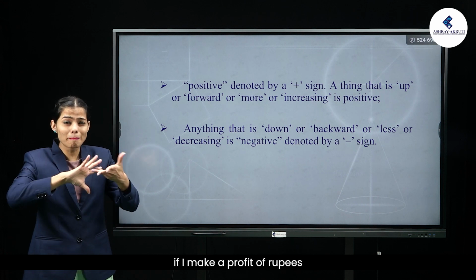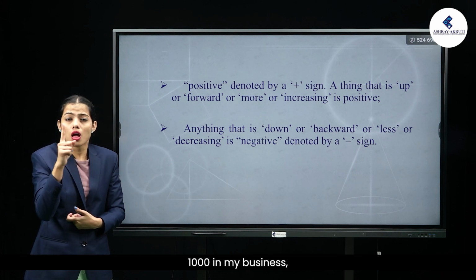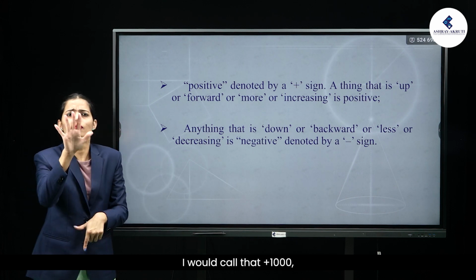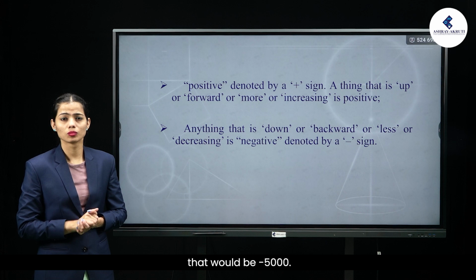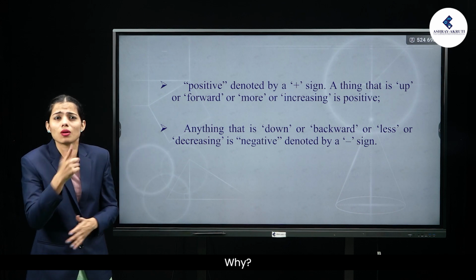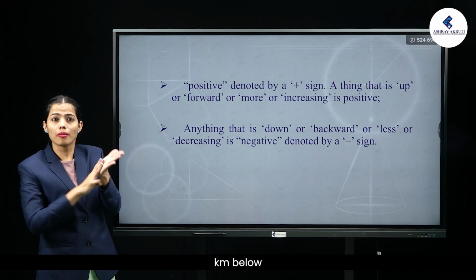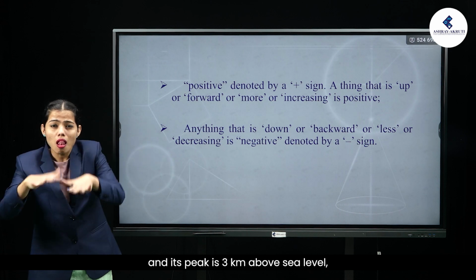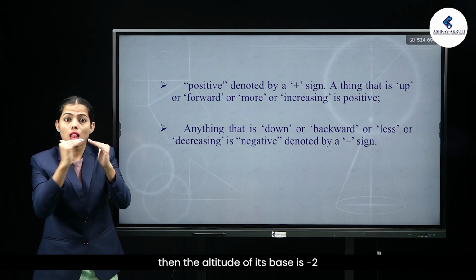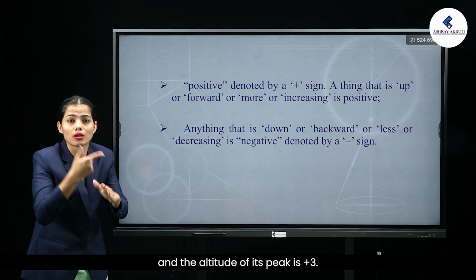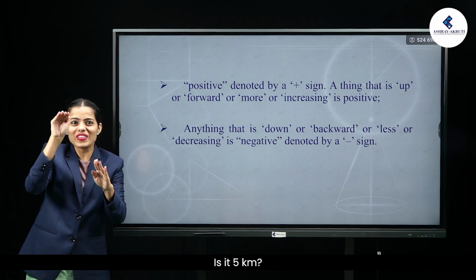For example, if I make a profit of rupees 1000 in my business, I would call that plus 1000, and if I lose rupees 5000, that would be minus 5000. Similarly, if a mountain base is 2 km below sea level and its peak is 3 km above sea level, then the altitude of its base is minus 2 and the altitude of its peak is plus 3. What is its total height? Is it 5 km?